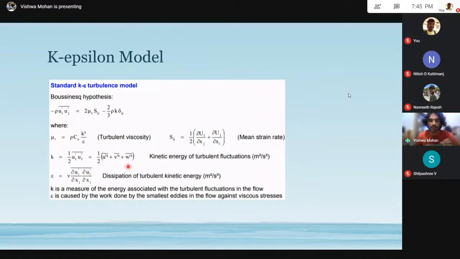And other things like the kinetic energy of the turbulent fluctuations. So you can just find the kinetic energy, and these are just assumptions, hypotheses. No one has ever proved this, but these work for a certain type of problems. That's why we use it.